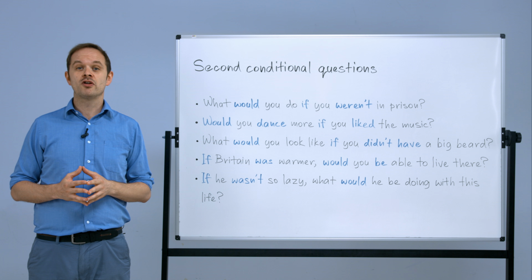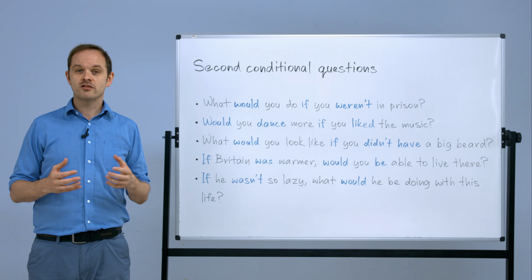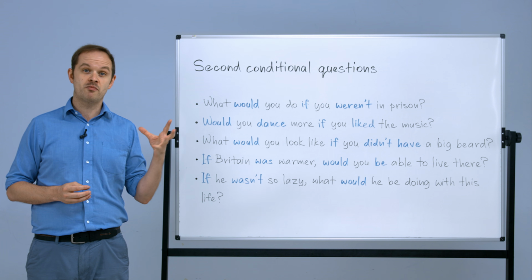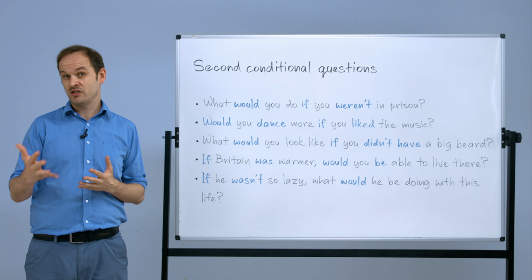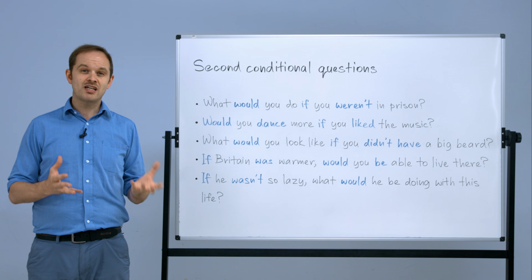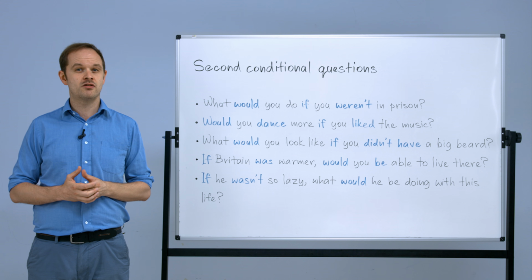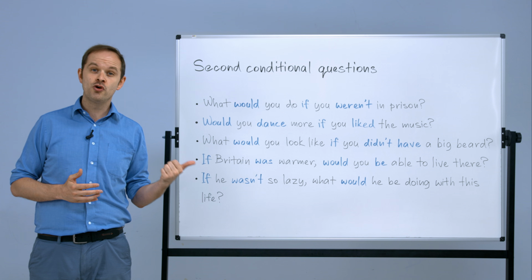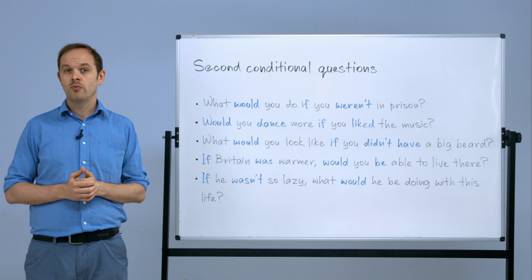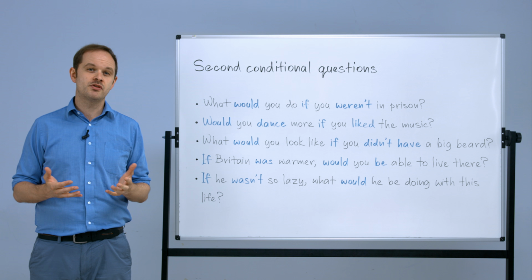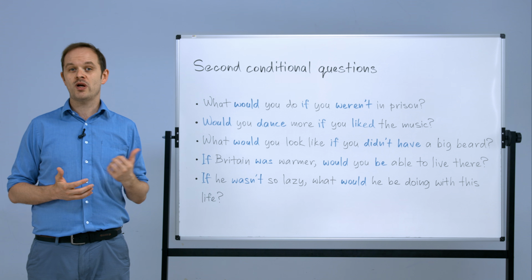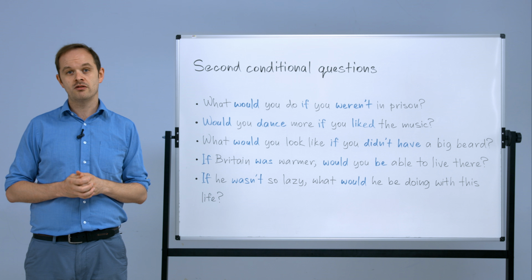So far, we've looked at the second conditional. We looked at how the second conditional is different from zero and first conditionals, which describe things that are generally true and possibilities in the future. We looked at how we can change the meaning of second conditional sentences when describing unreal situations by using would, could, and might. We've also looked at the secondary use of the second conditional, which is giving advice to people. And then we looked at question forms that use the second conditional.